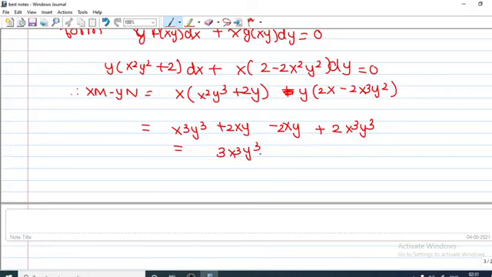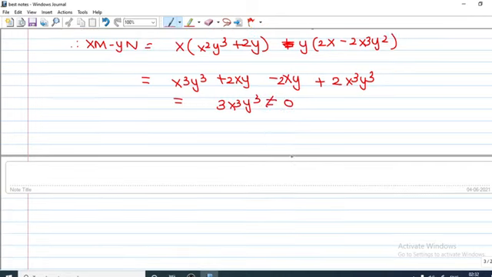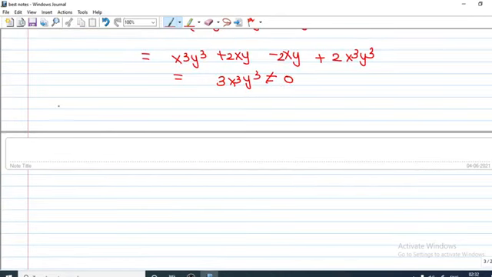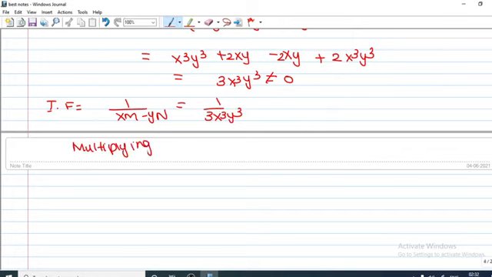So we are getting 3x cube y cube, which is not equal to 0, which is what we needed to prove. Now, the integrating factor is nothing but 1 upon xM minus yN, which is 1 upon 3x cube y cube. Therefore, multiplying the given differential equation with the integrating factor 1 upon 3x cube y cube, what are we going to get?